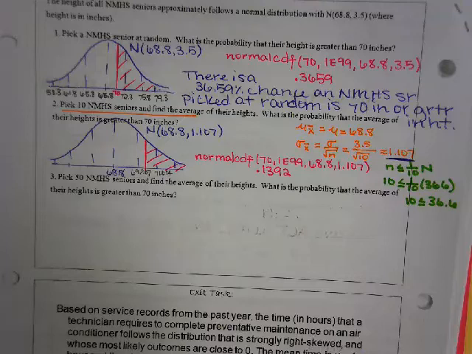Any questions before we look at number 3? Alright, so number 3 says pick 50 NMHS seniors and find the average of their heights. What's the probability that the average of their heights is greater than 70? You think you guys can do this one on your own?